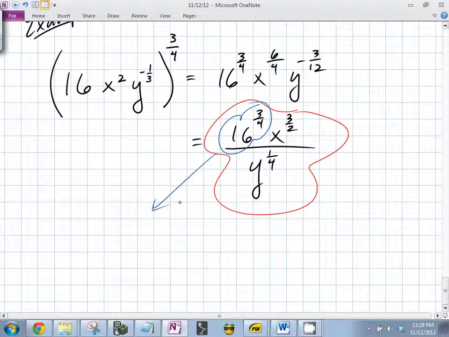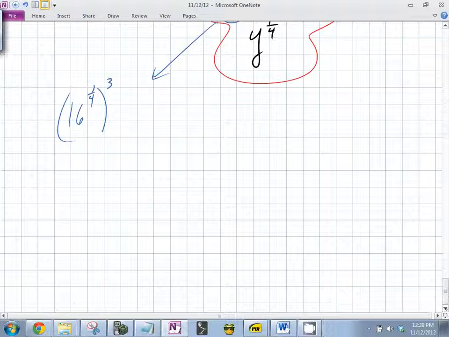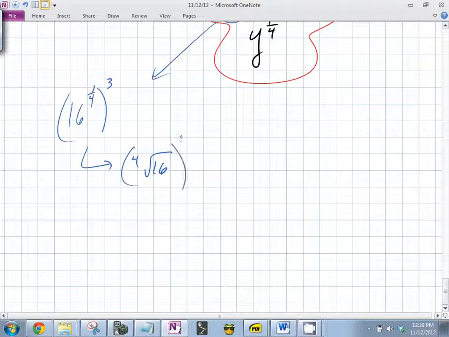3/4 power means the 4th root cubed. That means 16 to the 1/4 to the 3rd power. You know that, right? Because you multiply powers of powers. What's 3 times a quarter? 3/4. What does to the 1/4 power mean? We talked about it a little bit. Anybody know what it means? It means the 4th root of 16 raised to the 3rd power.